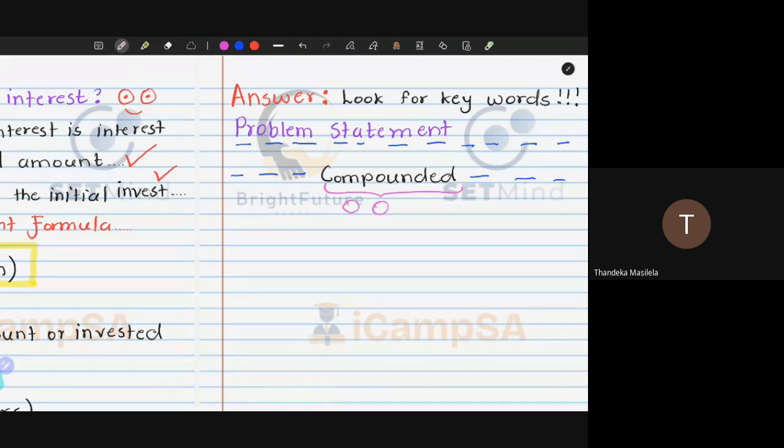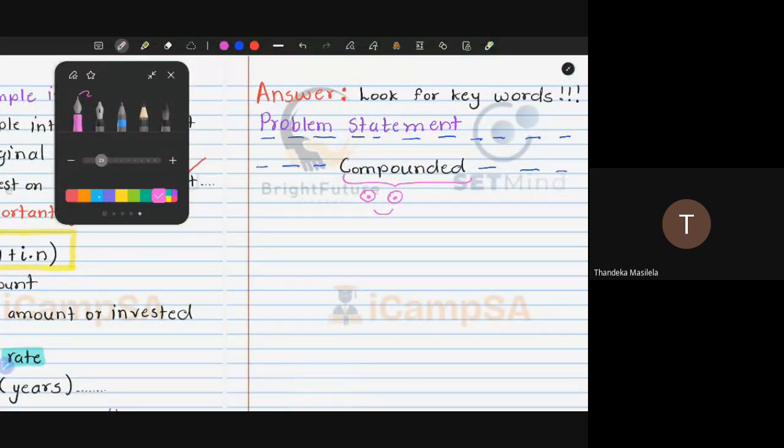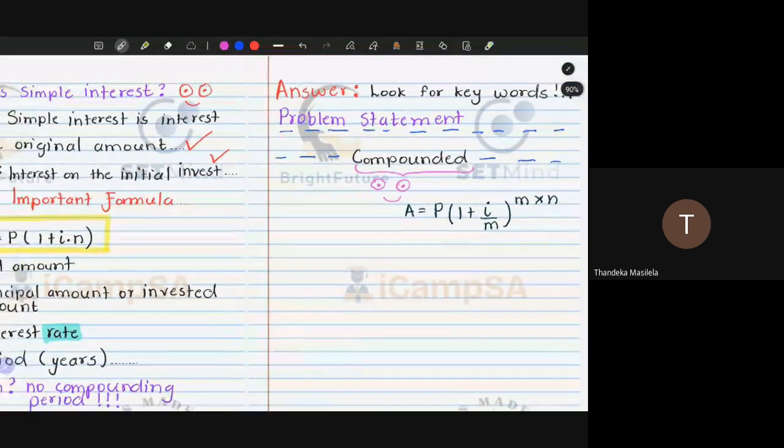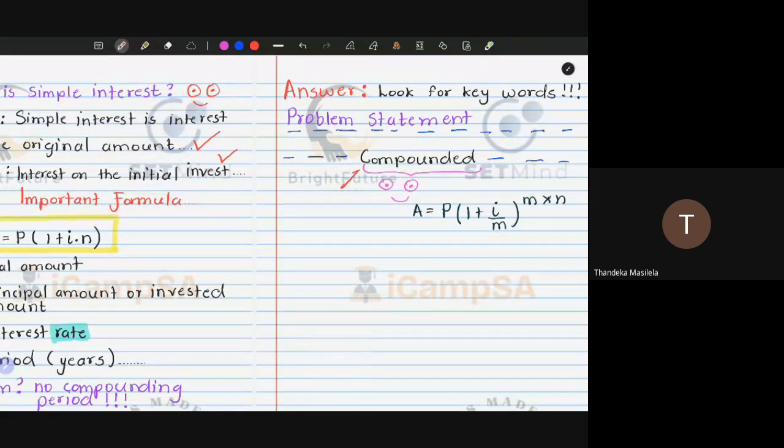When we see compounded, my brain should say, aha, they are saying compounded. We have compound interest. It means the formula I need to think of, we haven't dealt with annuities, do not confuse those, is P into 1 plus I divided by M, all to the power N. On the statement, all we look for is compounded, isn't it, guys? That's the keyword. So let's go and see problems which are not compounded.